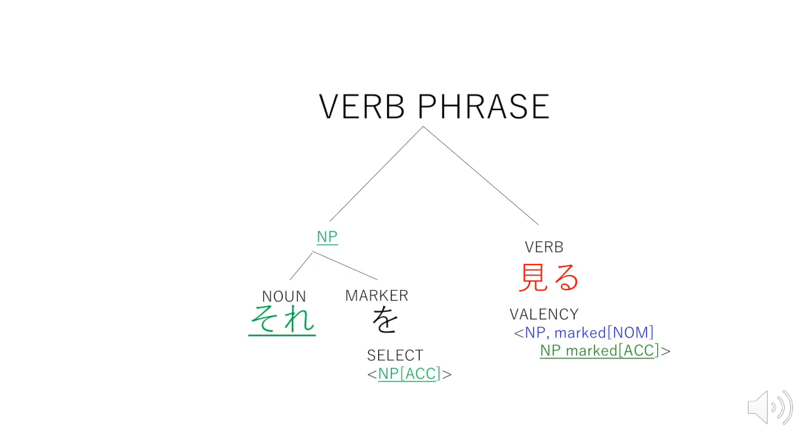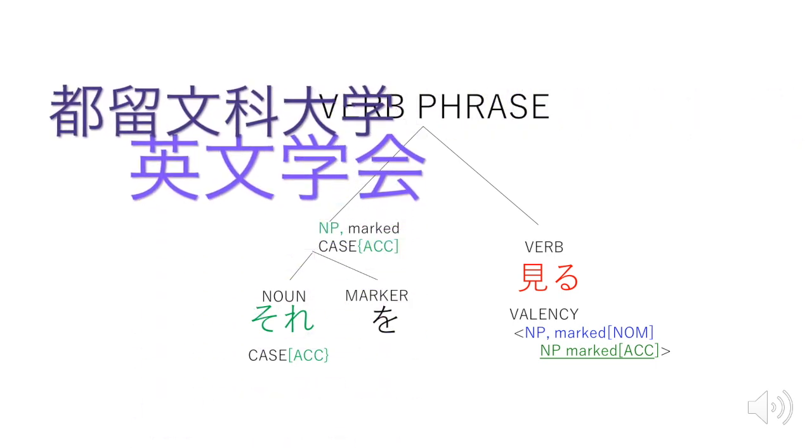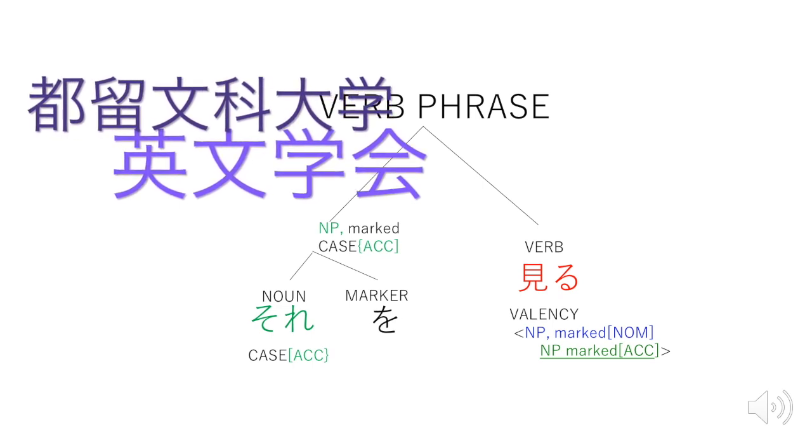So English verbs don't really mind if their subjects and objects are marked or not. But Japanese verbs want the things in their valency list to be marked. So in Japanese, everything is marked nice and clearly.